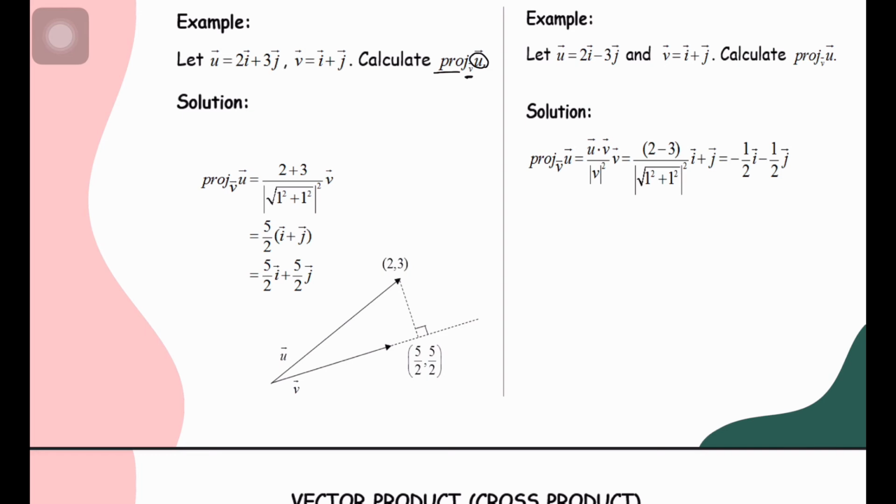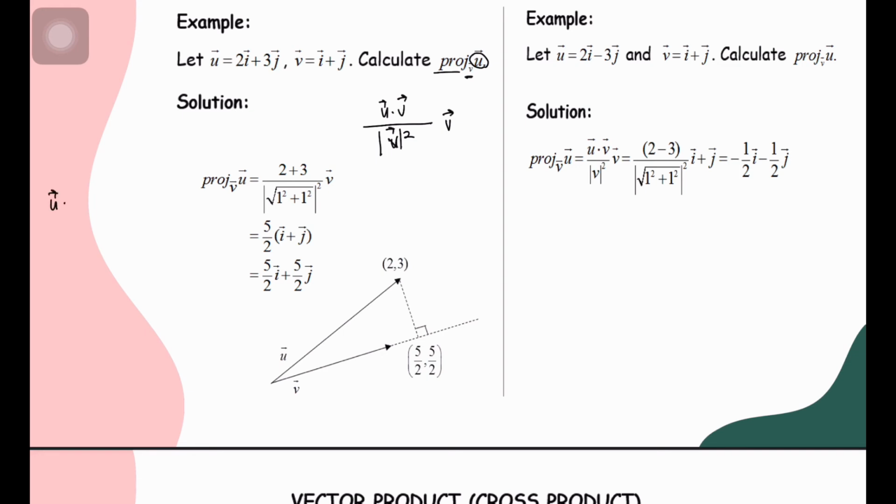Okay, so the formula to find the projection of vector u on vector v is the dot product of vector u and v divided by the magnitude of vector v to the power of 2 multiplied by vector v.